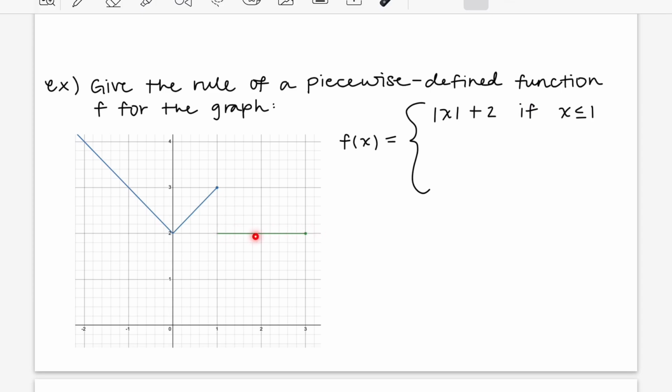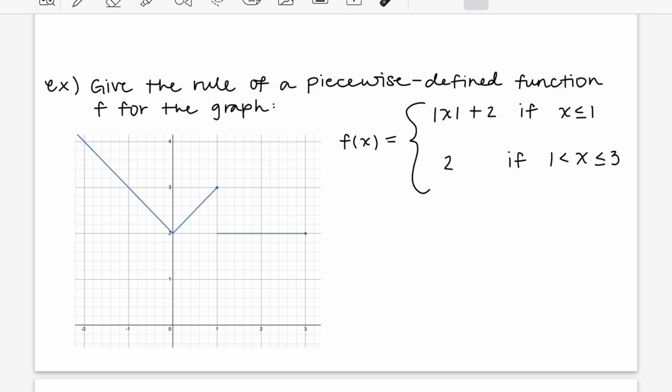And then here, it looks like we have a constant function. We have a horizontal line at the point where y is equal to 2. So this tells me we just have 2. And it looks like it'll be in the region where x is in between 1 and 3, not including 1 because we don't have the closed dot, but it is including 3 because we do have that closed circle here. So this will be if x is in between 1 and 3, and including the value of 3 here.